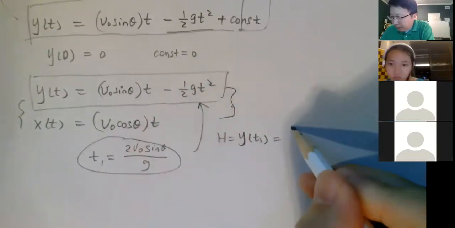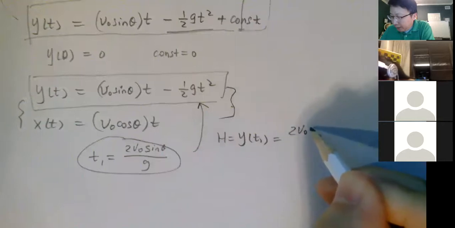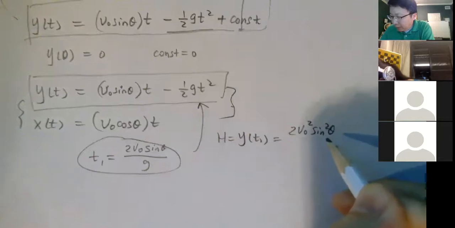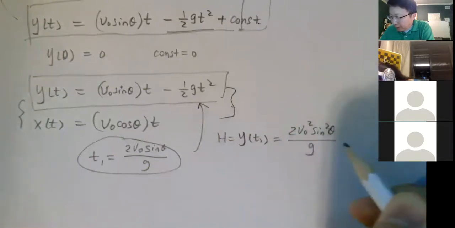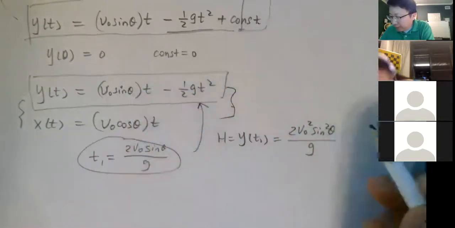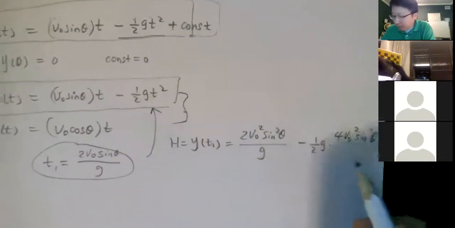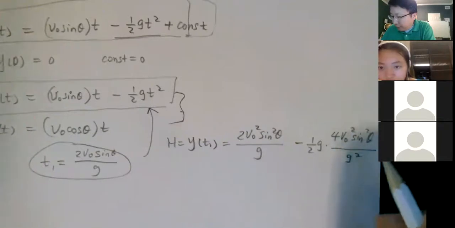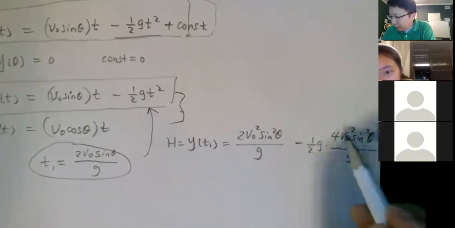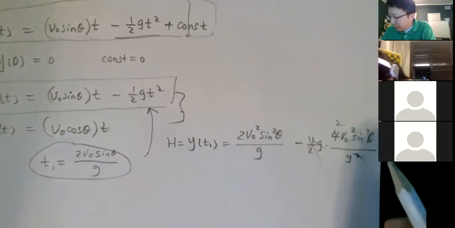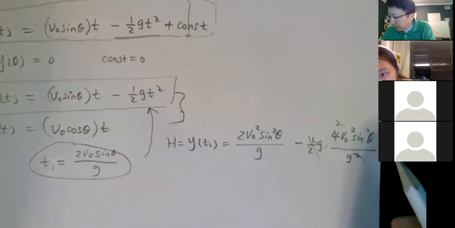It becomes 2v0 squared sine squared divided by g, correct? Because the t is this. So minus 1/2 g times t squared means 4v squared sine squared divided by g squared. And so you cancel out. So, oops, something is wrong.